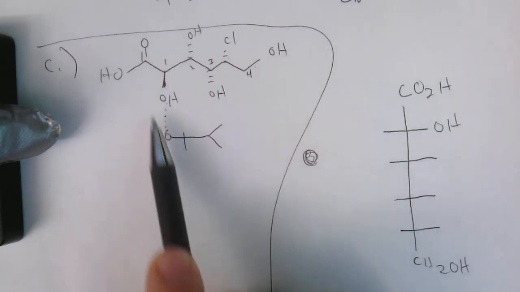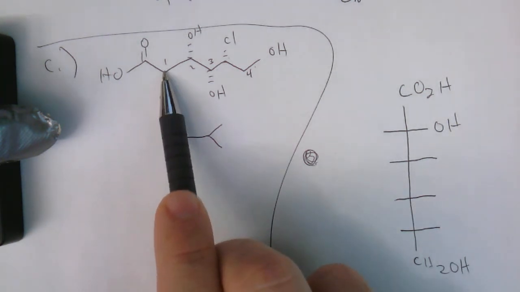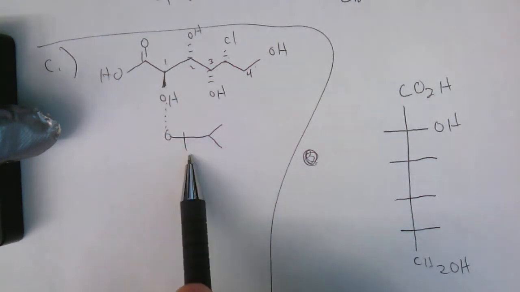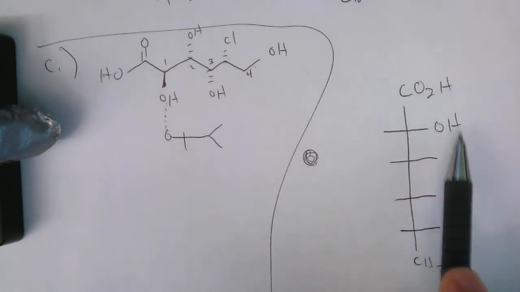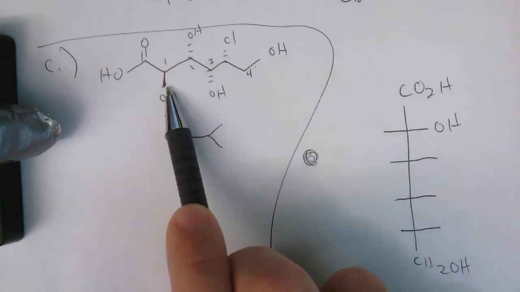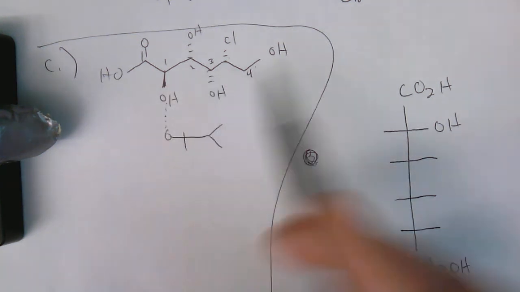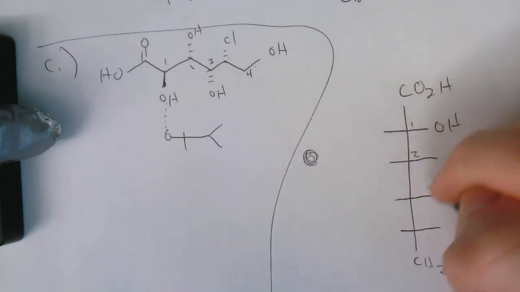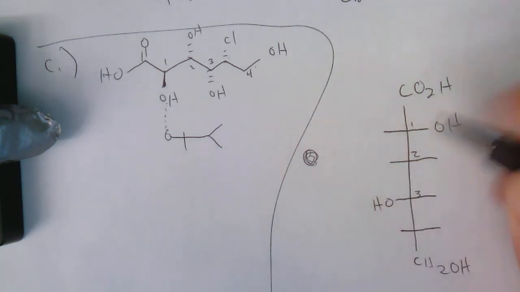If I look at this from underneath, this OH is going to be on my right hand, so that goes on the right side. Then this one I would also look at from underneath. So carbon 3, since this is a wedge and this is a dash, this one has to be on the opposite side. So this would go over here.